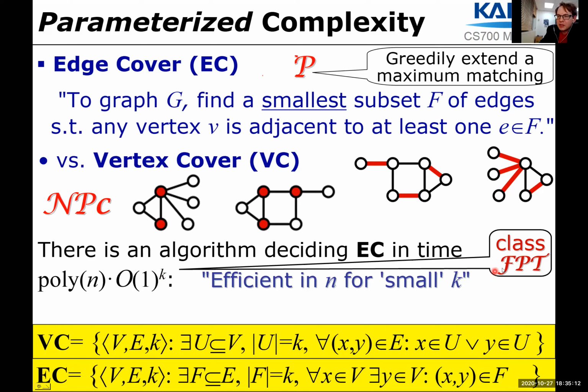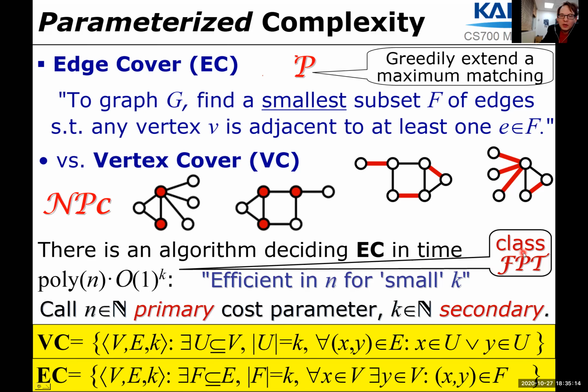This is the class FPT of fixed parameter tractable problems, and we call n the input length, the primary cost parameter, and k the secondary cost parameter. What we use to denote with k depends on the problem, what we choose as secondary parameter. And we're introducing or recalling this parameterized complexity theory because it will arise again when we talk about real complexity theory in chapter 5.